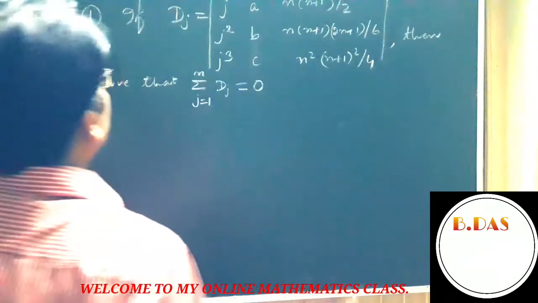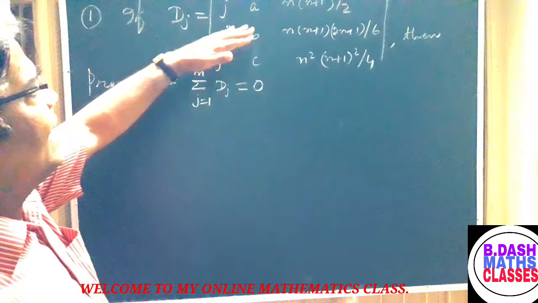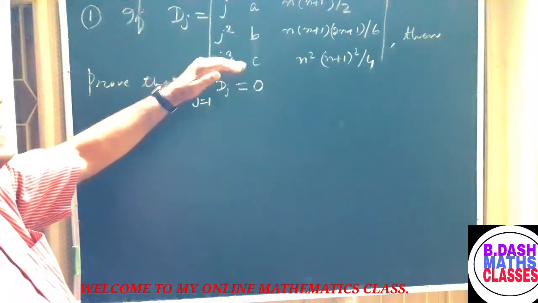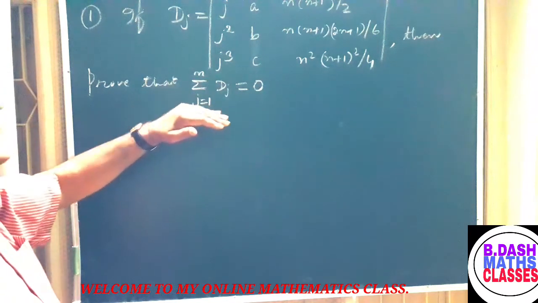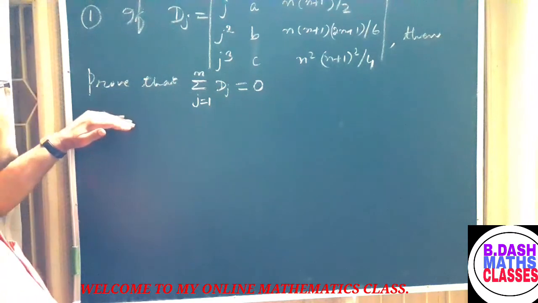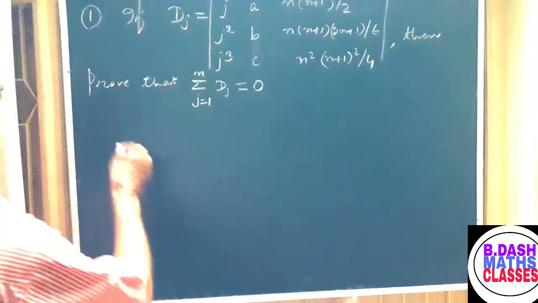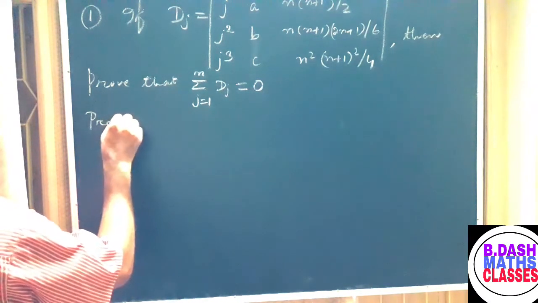Our first problem is: if Δj is the determinant with first row j, a, n(n+1)/2; second row j², b, n(n+1)(2n+1)/6; third row j³, c, n²(n+1)²/4, then prove that the sum over j from 1 to n of Δj is equal to 0. So let us start to prove this.